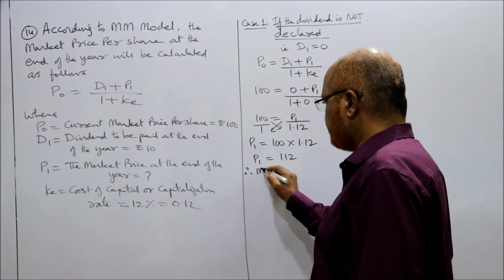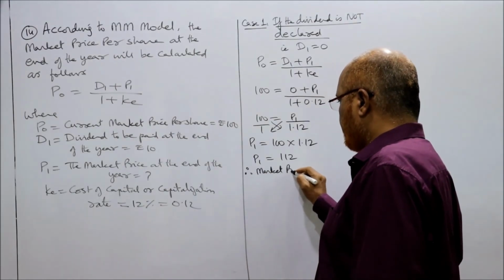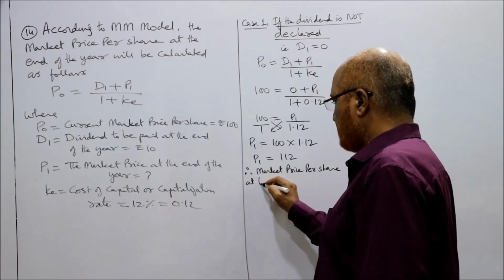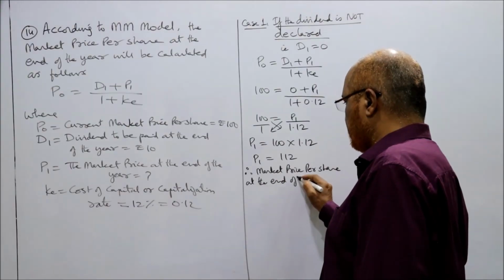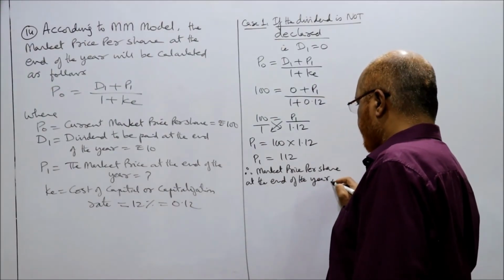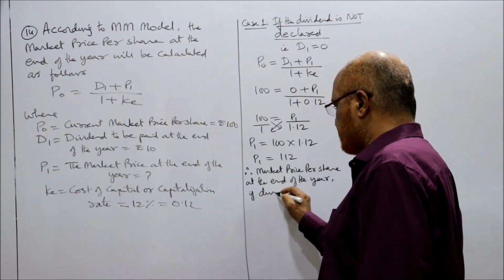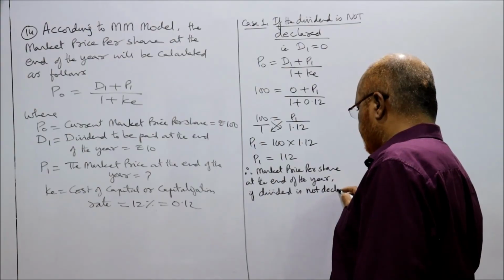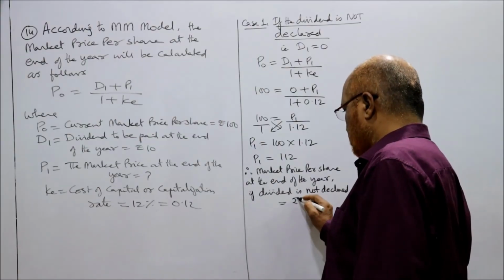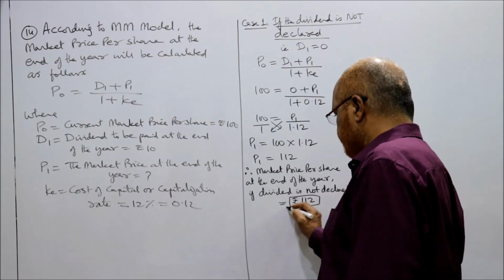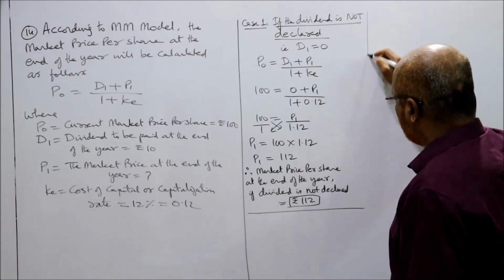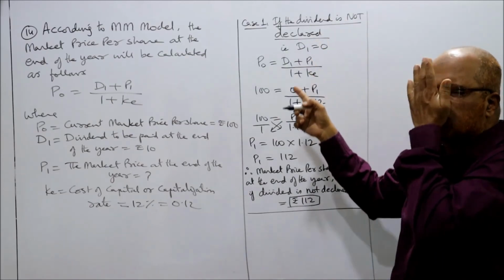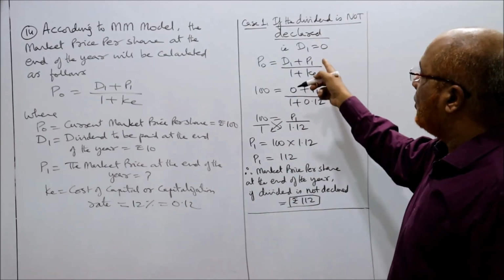Therefore, market price per share at the end of the year, if dividend is not declared, is equal to rupees 112. First answer we have completed. The first answer, if dividend is not declared, what is the market price at the end of the year? End of the year means P1.